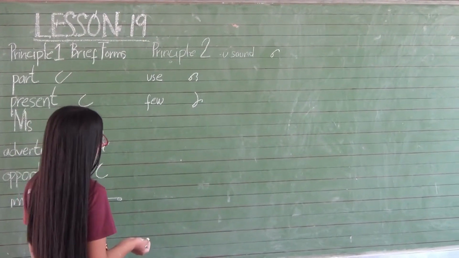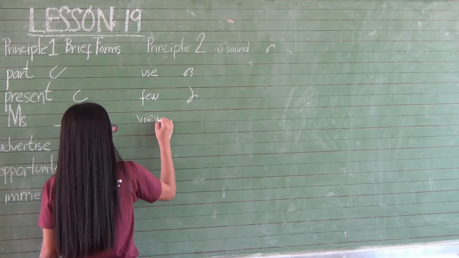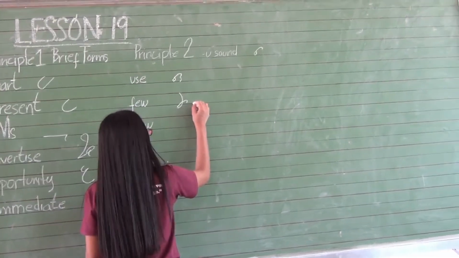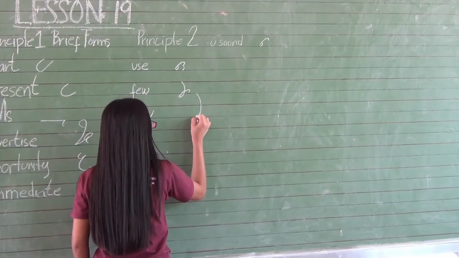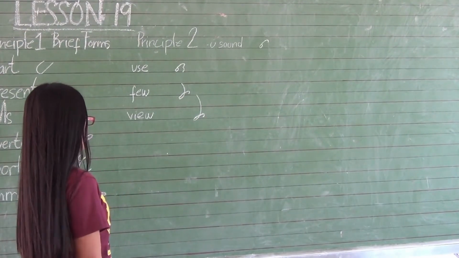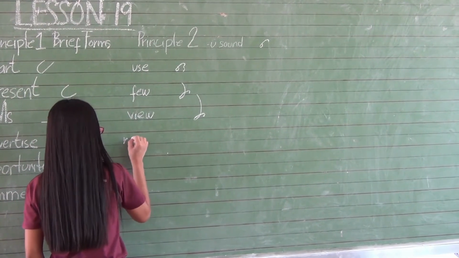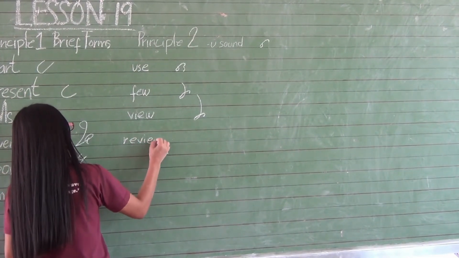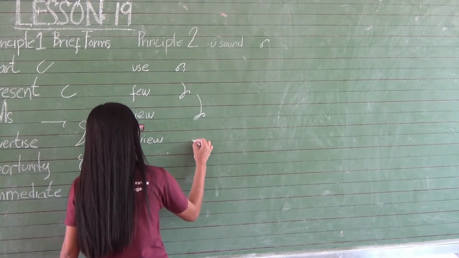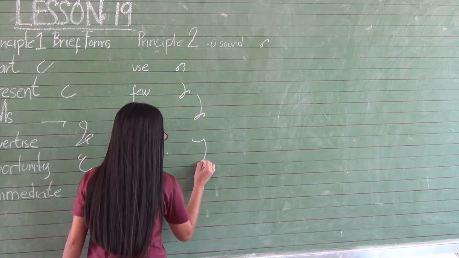Next, view. It is represented by V stroke, E, OO hook. Next example is review. It is represented by R stroke, V, E stroke, and OO hook.